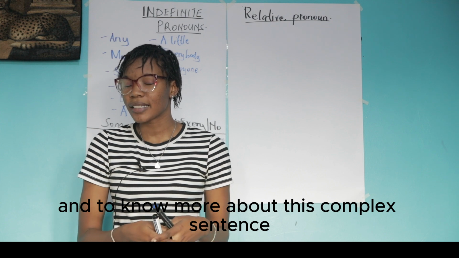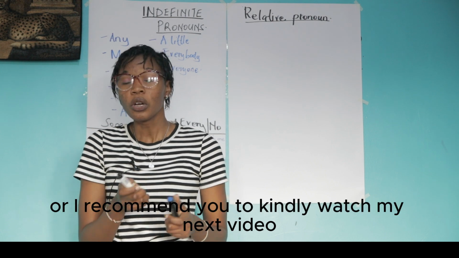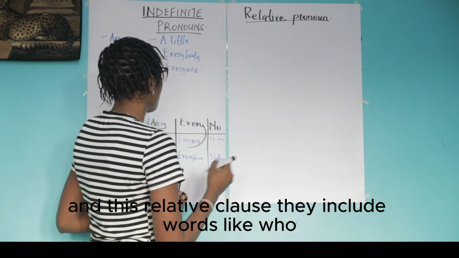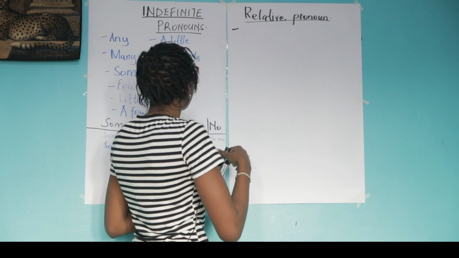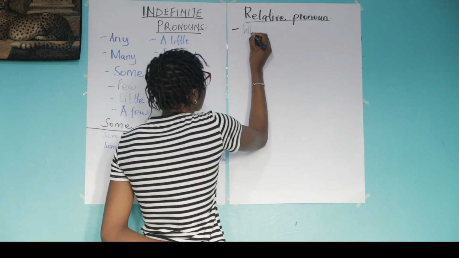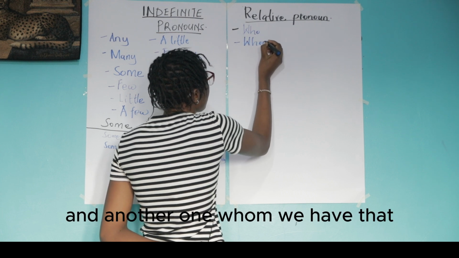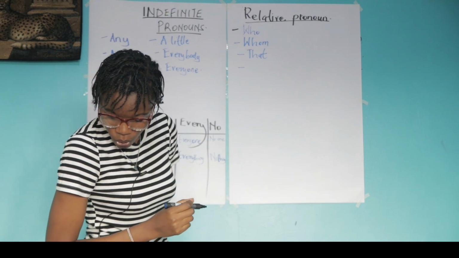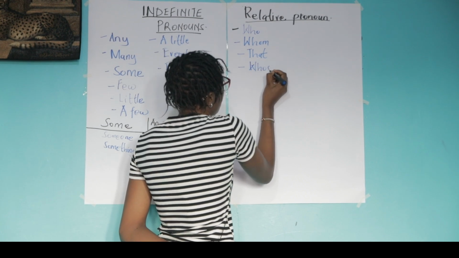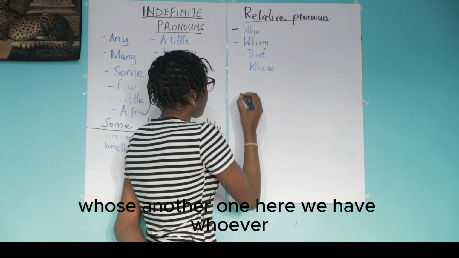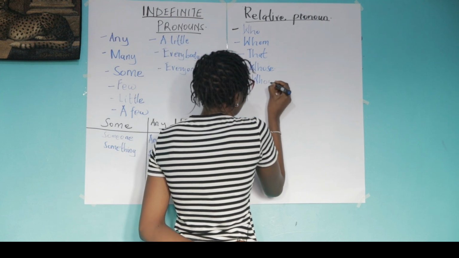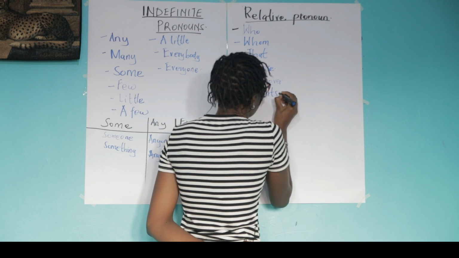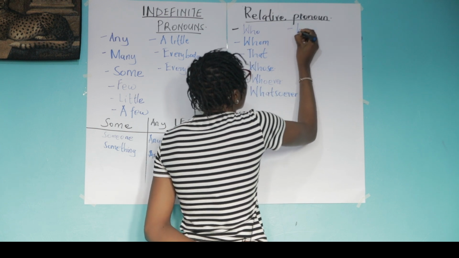To know more about complex sentences, I recommend you kindly watch my next video, which will be talking about types of sentences. And these relative pronouns include words like who, whom, whose, whoever, whatsoever, and whatever.